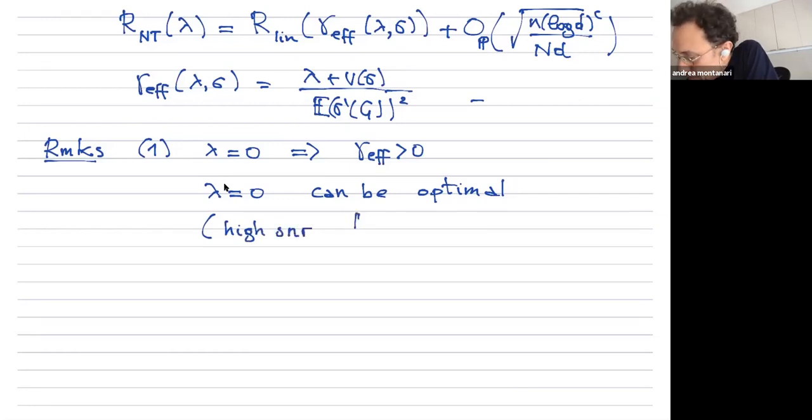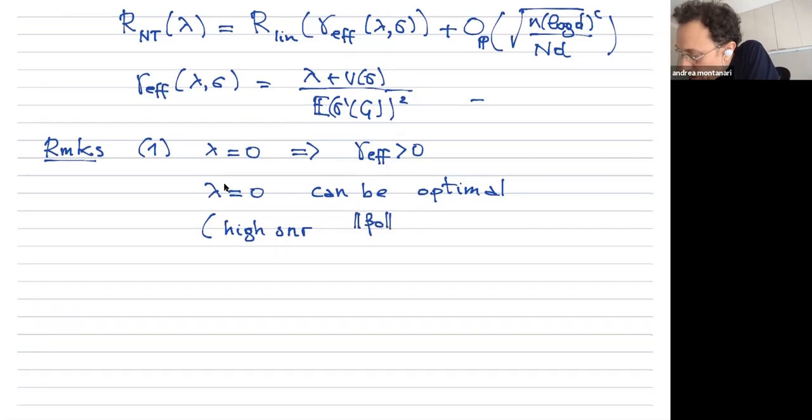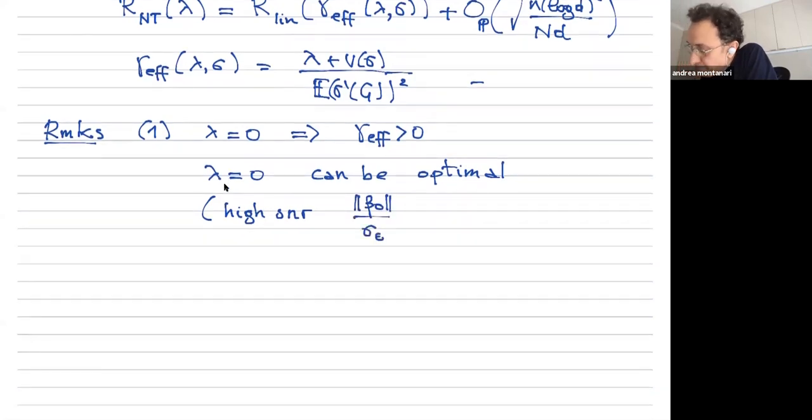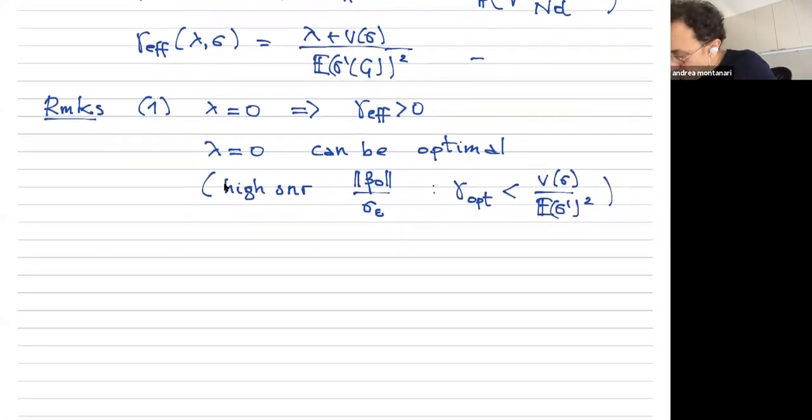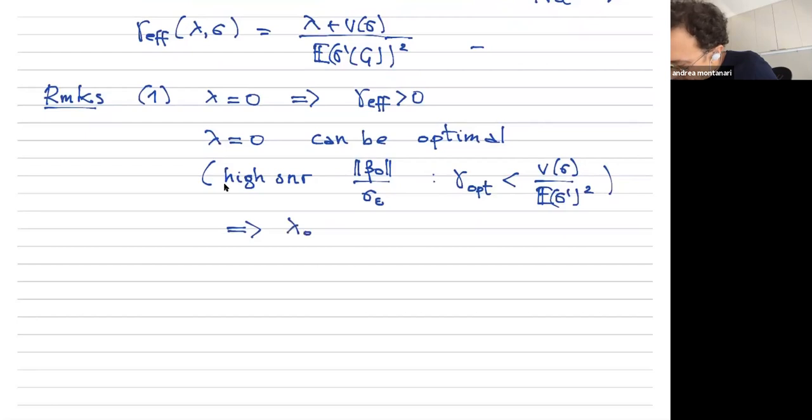SNR here is basically the norm of beta 0 over the variance of the noise. You can easily build a model in which the optimal regularization for ridge regression is small. In particular, it is smaller than V of sigma divided by E of sigma prime squared. And in this case, the optimal lambda will be 0.